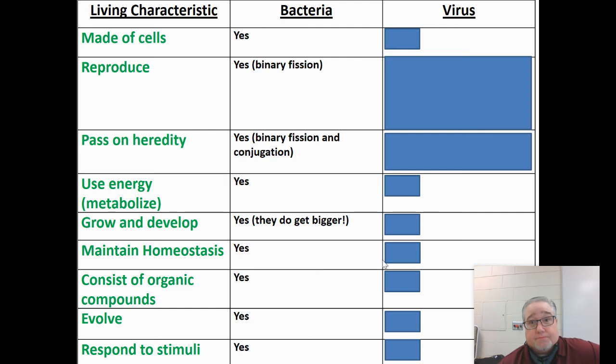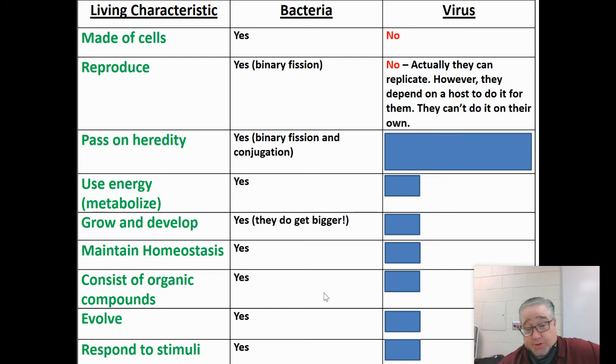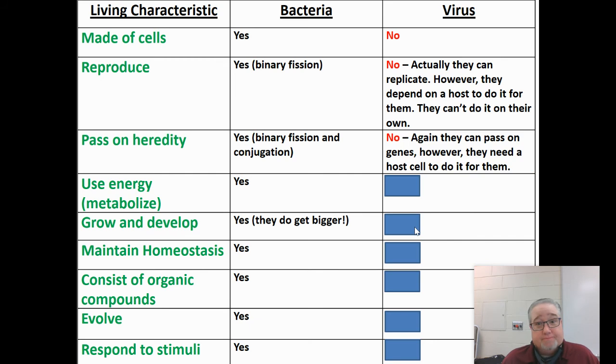Now let's take a look at viruses. Viruses are not made of cells. They are not prokaryotic. They're definitely not eukaryotic. Reproduce. Now the thing about viruses is viruses actually can copy themselves. They can replicate. The problem is they can't do it by themselves. In fact, this is the reason why viruses are considered to be parasites. They depend on a host to actually replicate for them. So you'll see how they do that in a little while, but they can't reproduce on their own. So they're not alive because of that.